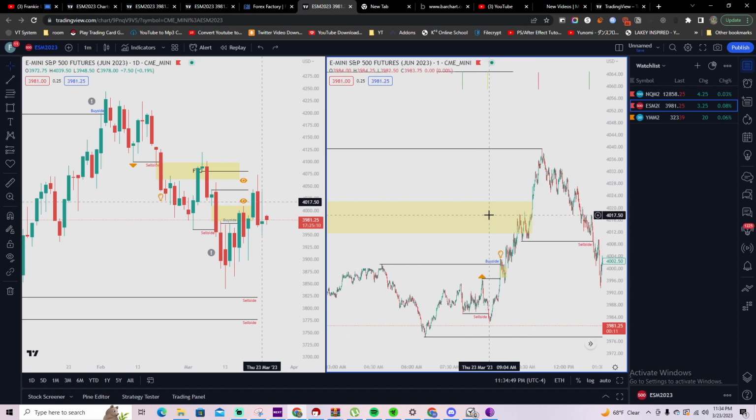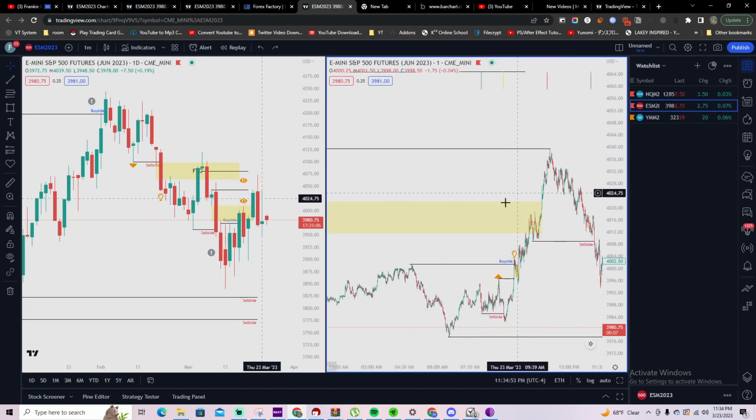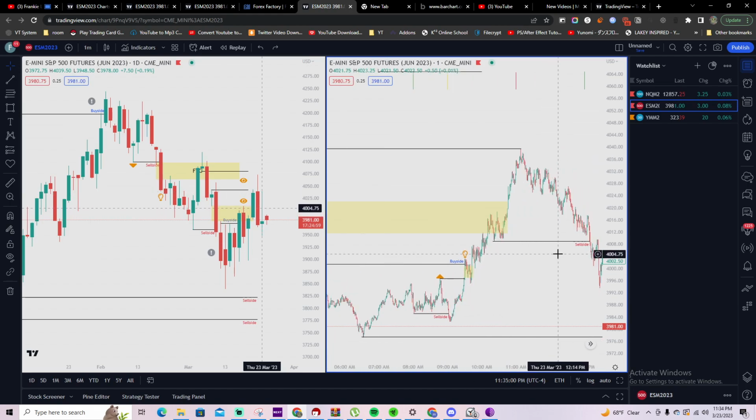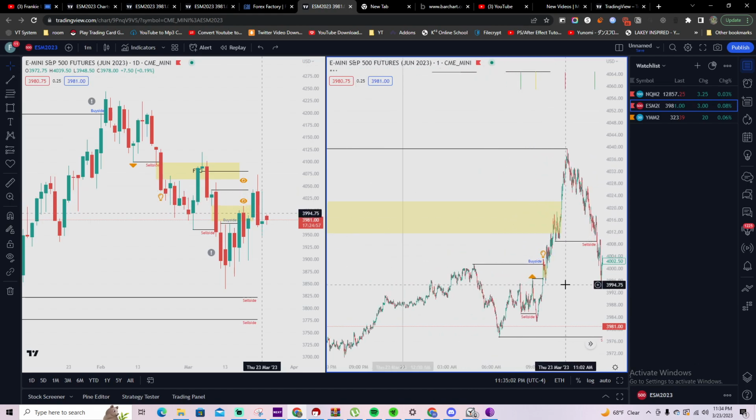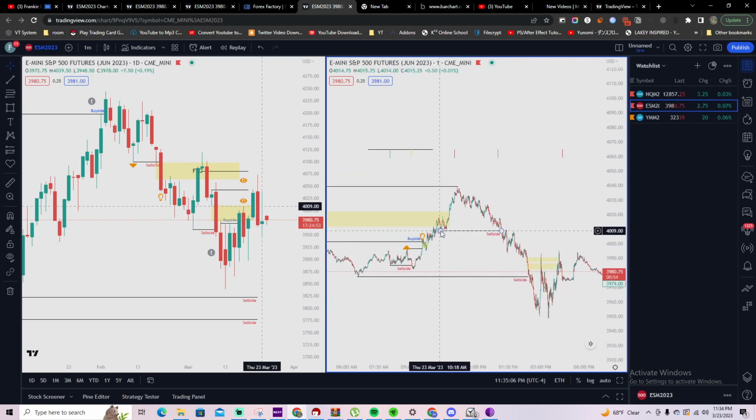There we go. I don't know why this formed exactly here. It did trade above, like this is the fair value gap from a previous leg. So I probably wouldn't have held this to here unless I was able to find a better reasoning behind that, which I didn't.